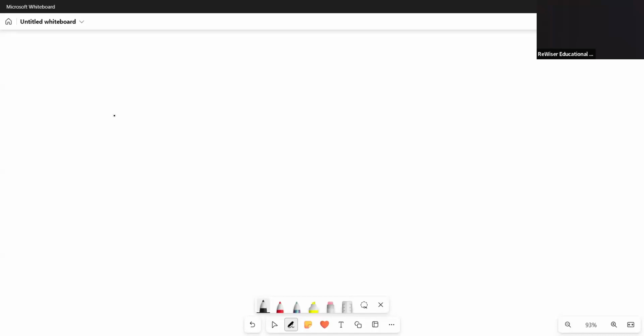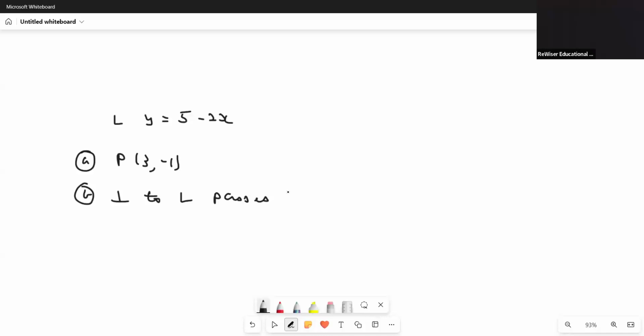The equation of the line L, this time they have given, is y equals 5 minus 2x. That's the equation of the line. The first question is pretty easy, as I discussed earlier. Show that the point P, which is (3, -1), lies on the line. Part B says find the equation of the line perpendicular to L, which passes through the point P, and you have to write the equation in the form ax + by + c = 0.